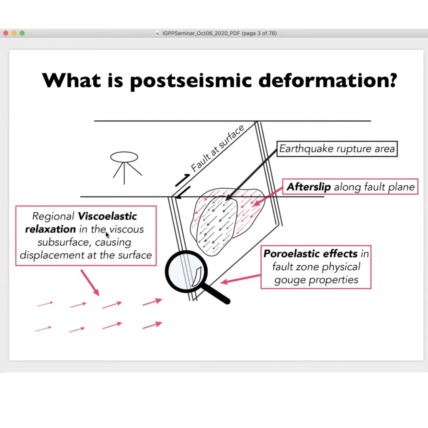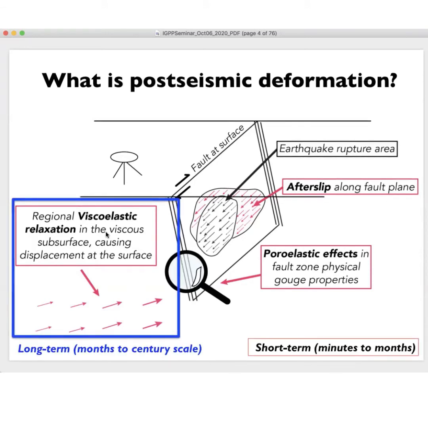So I like to think of these in terms of their timescales. On the right-hand side, afterslip and poroelastic effects are generally quite short-term. We're talking minutes to maybe months. That might be a stretch. But on the other hand, viscoelastic relaxation is actually a much longer-term process, depending on where you're measuring it and how large the earthquake was. So this process can last from months to years to decades to centuries, if you believe what I'm going to tell you in the future talk.